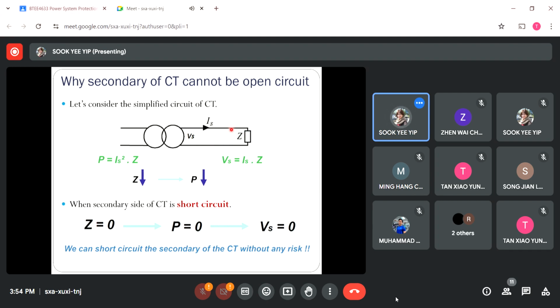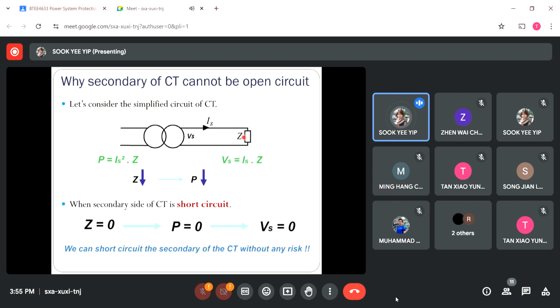So what happens if I short circuit the secondary side? Whenever I short circuit the secondary side, the Z is equal to 0, short circuit conditions. If Z is equal to 0, the power flow at the secondary side is 0, and the voltage induced at the secondary side is also 0. So no voltage is induced at the secondary side. With these calculations, I can tell you that the secondary side of the current transformer, yes, you can keep it short circuit without any risk.